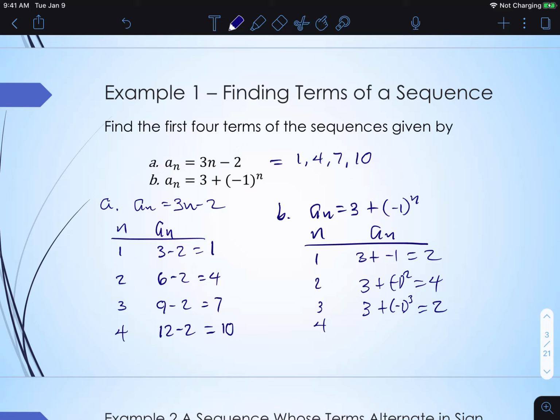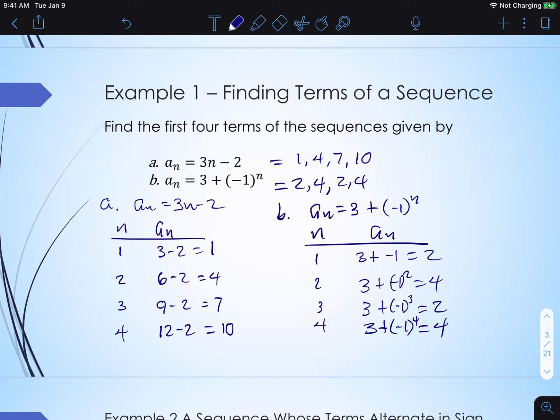And finally, 3 plus negative 1 to the 4th power. It's even, so that makes that positive. So 3 plus 1 is 4. So if you see what's going on here, the answers are just simply going to be 2, 4, 2, 4, and on and on and on. So that's just the first 4 instances of it.